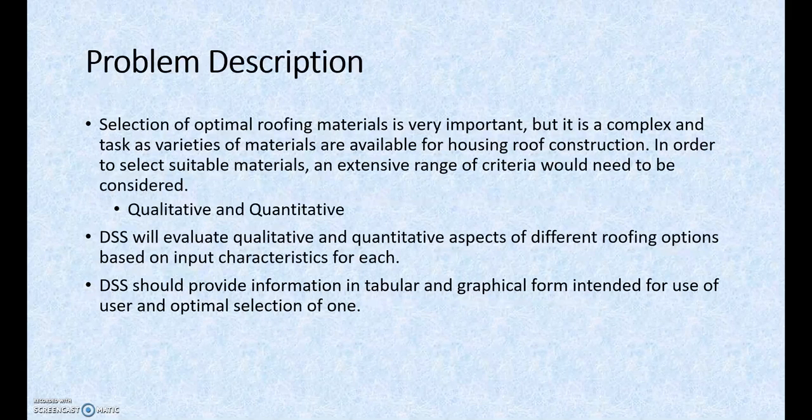Now, for problem description, we know that optimal roofing materials are very important, and they're complex, and there's an extensive range of criteria that need to be considered, and we're going to be grouping this into qualitative and quantitative criteria. And our DSS will evaluate the qualitative and quantitative aspects of the different roofing options based on their properties or input characteristics for each. And then at the end of the DSS, it will generate or provide information in tabular and graphical form intended for the user to make the most optimal selection out of the ones that we provide.